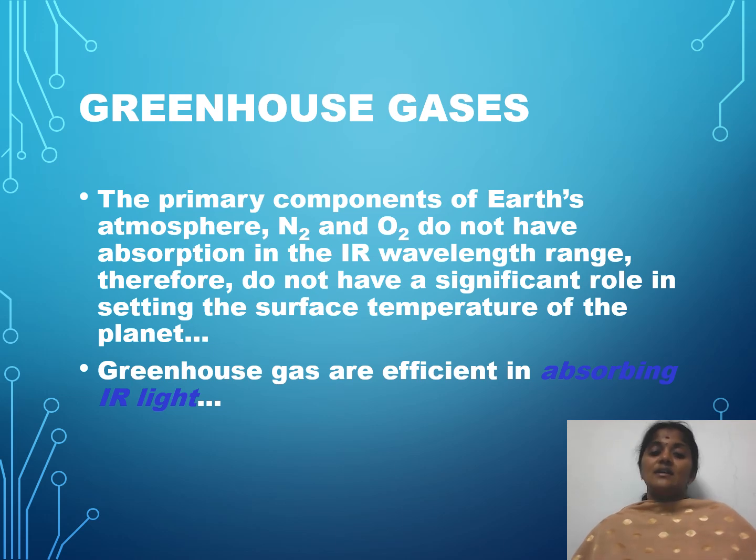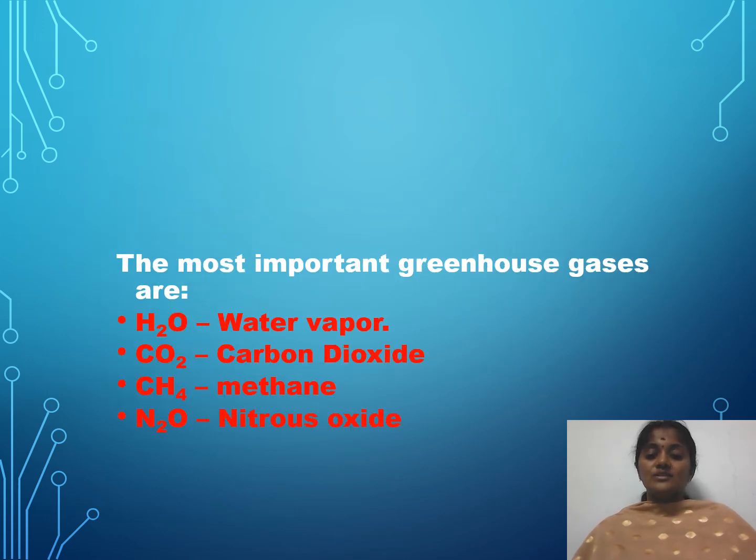Greenhouse gases. The primary components of Earth's atmosphere, nitrogen and oxygen, do not have absorption in the higher wavelength range, therefore do not have a significant role in setting the surface temperature of the planet. Greenhouse gases are efficient in absorbing higher wavelength light. The most important greenhouse gases are water vapor, carbon dioxide, methane and nitrous oxides.